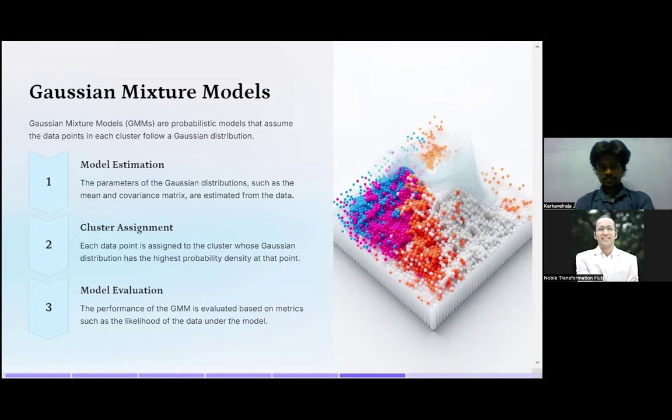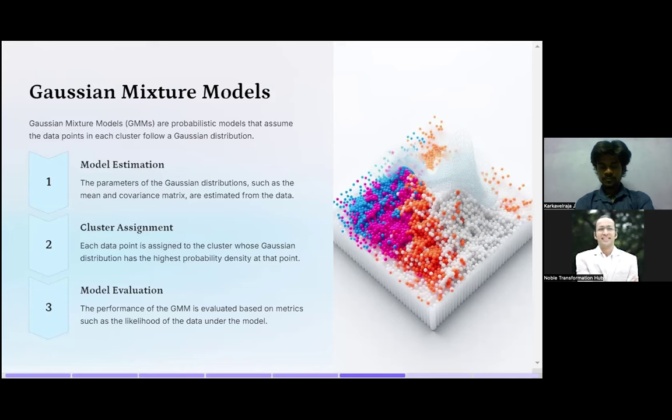So this model is used in Gaussian distribution, where the parameters, such as the mean and covariance matrix, are estimated from data. So we get the mean and covariance matrix from the data when we use this model estimation. Okay, so it estimates the mean and covariance matrix from the data.